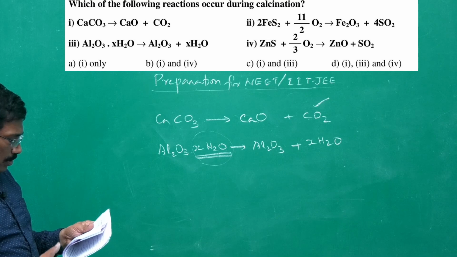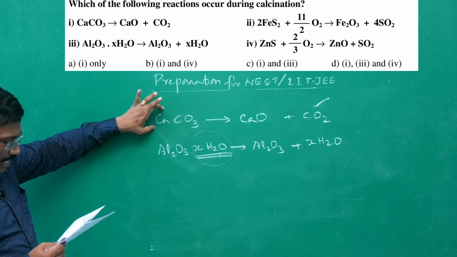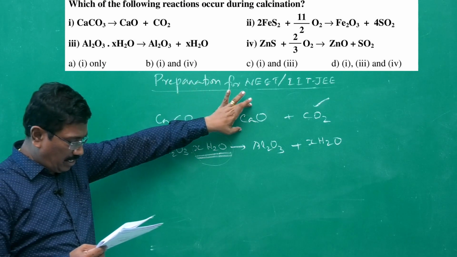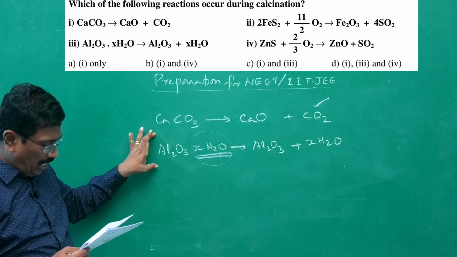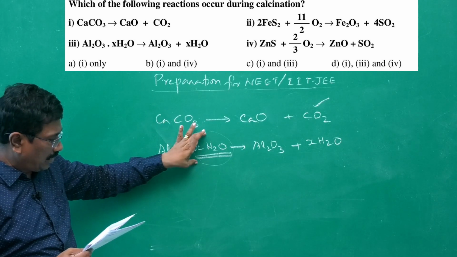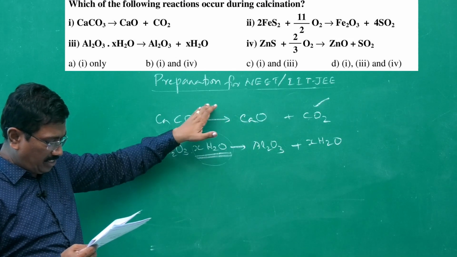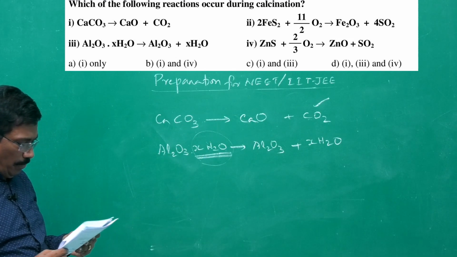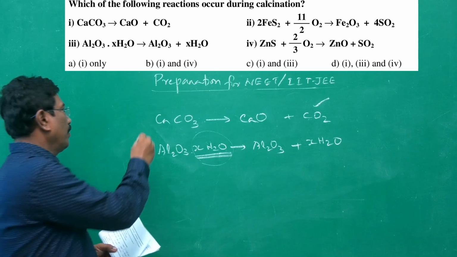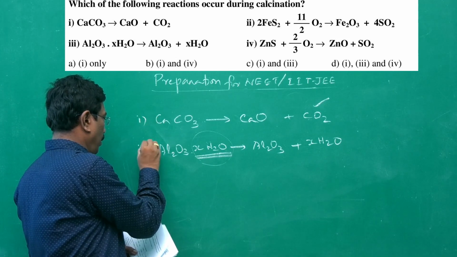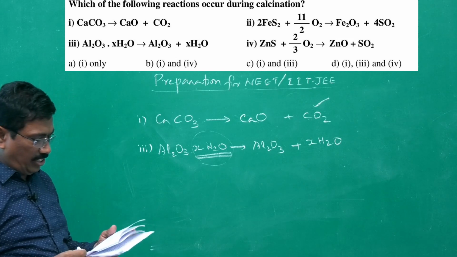So first one, calcium carbonate to calcium oxide and carbon dioxide. Third one, alumina with x water into anhydrous alumina. These two come under calcination. So option C, 1 and 3. It is 1, it is 3. Those two are referred to as calcination.